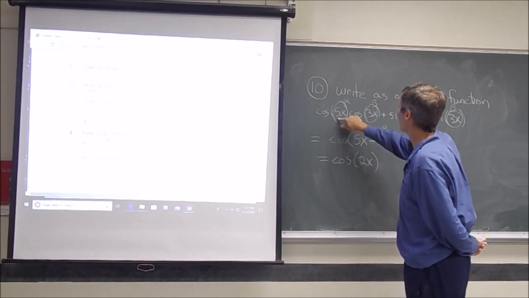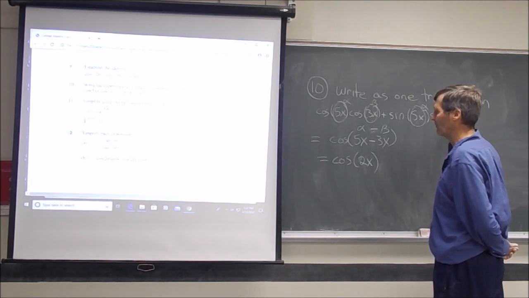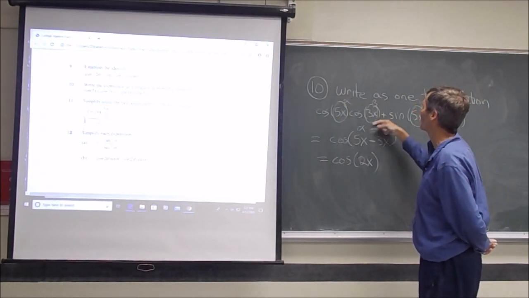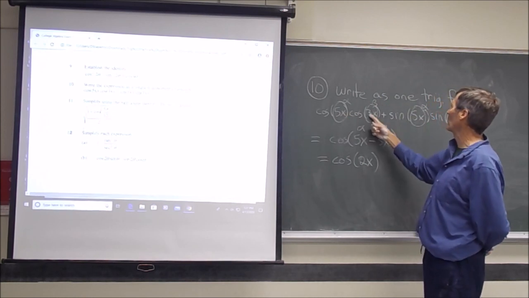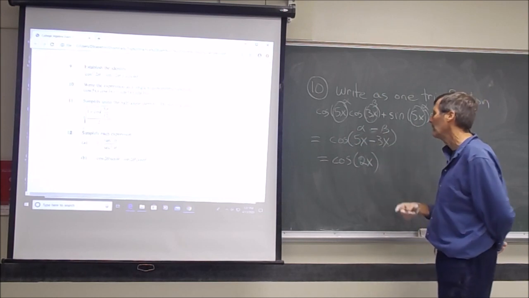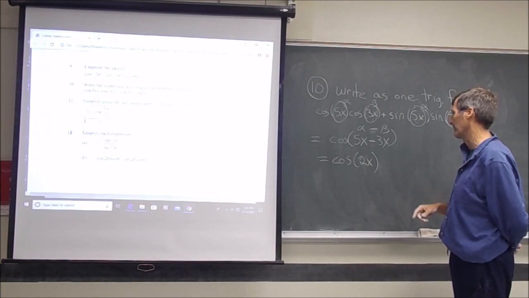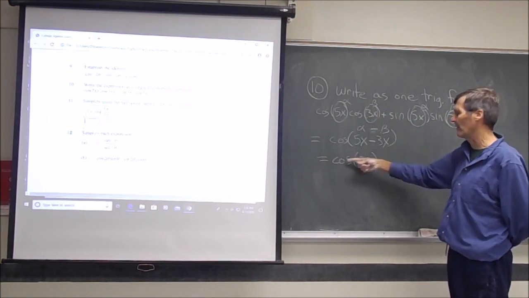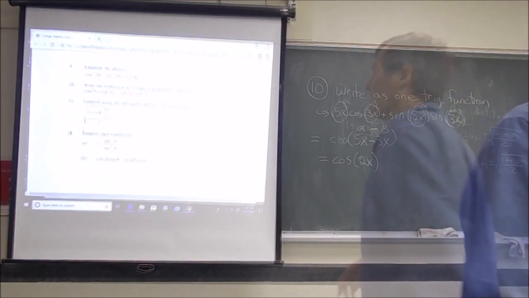I know cosine alpha, cosine beta, plus sine alpha, sine beta is the difference rule: cosine of alpha minus beta. So I call this alpha, I call this beta. And remember, cosine, cosine plus sine, sine is cosine alpha minus beta. Plus with minus on the cosine identity, plus with plus on the sine identity. So I take alpha, 5x, minus beta, 3x, and I just have cosine of 2x. Easy as that.